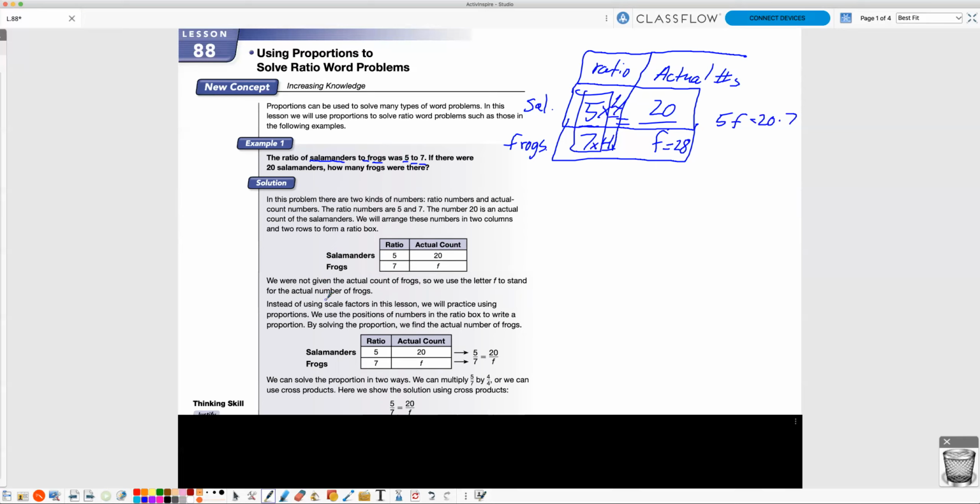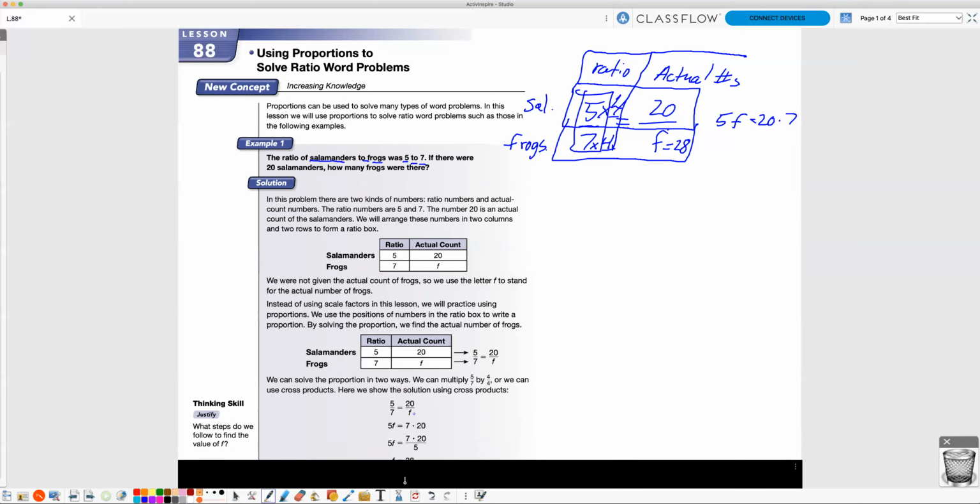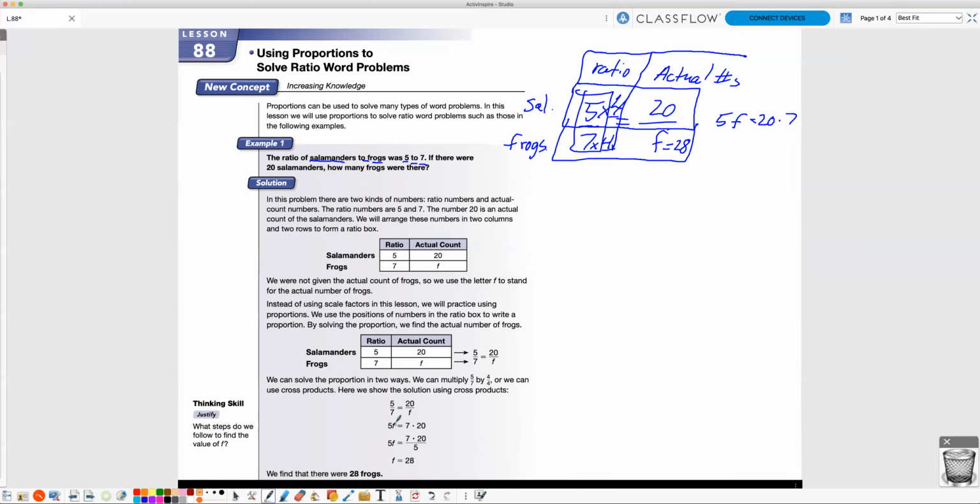Instead of using scale factors in this lesson, we will practice using proportions. We use the positions of the numbers in the ratio box to write a proportion. By solving the proportion, we find the actual number of frogs. So once you've got that, you can see that 5f equals 7 times 20, and 5 divided by 5 would make f be by itself on one side, and 7 times 20 divided by 5 would work out like this. 20 divided by 5 is 4, and 5 divided by 5 is 1, and 4 times 7 makes 28. There would be 28 actual frogs.